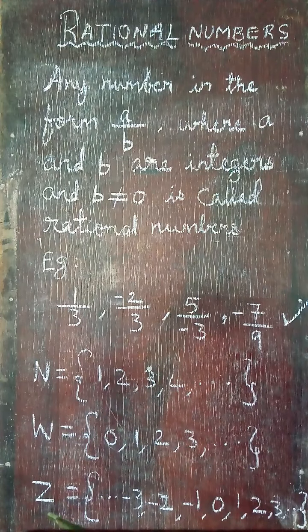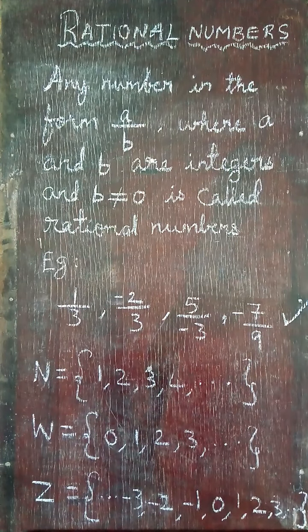Integers are denoted by capital letter Z. The collection of numbers, negative numbers, 0, and positive numbers all together are called integers. So in a by b form, if a and b are integers, they will come under rational numbers. And one more thing, b should not be equal to 0. All such numbers are called rational numbers.